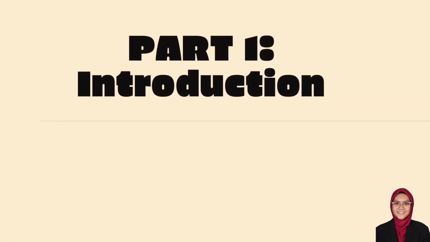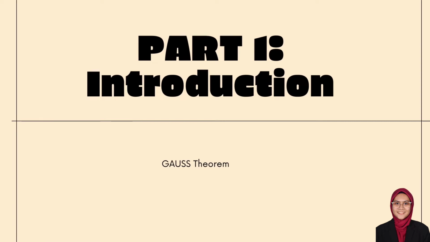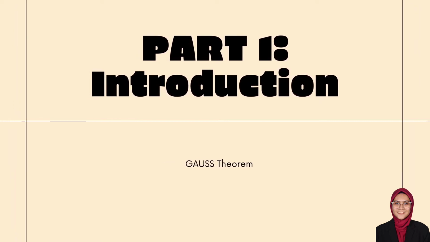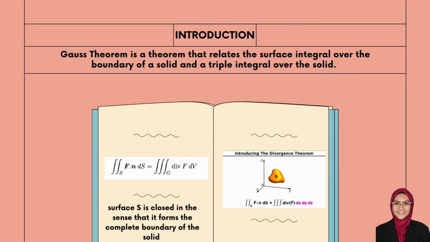Before we begin, I will explain what the Gauss theorem, or divergence theorem, is. Gauss theorem is a theorem that relates the surface integral over the boundary of a solid and a triple integral over the solid. As you can see, that is the formula and the triple integral of the Gauss theorem.